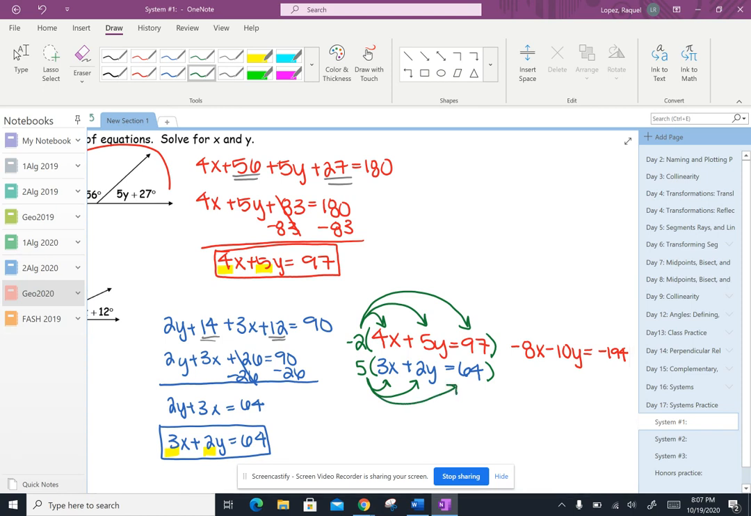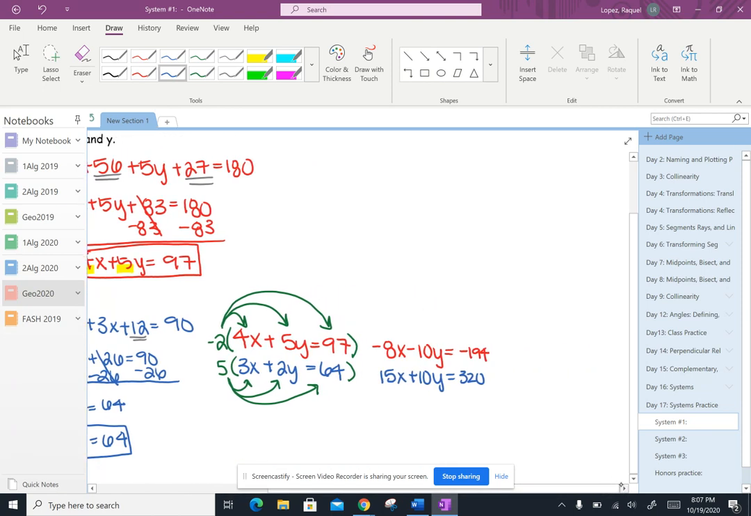I'm also going to distribute the 5 down here to everything in the blue equation. So I end up with 15x plus 10y equals, let's see, 5 times 64. That's going to give me 320. The reason I chose the numbers -2 and 5 is that when we did that, our y's now have the same coefficient, which is what we need when we're trying to solve using elimination. And I made one of these numbers negative so that I can just add both of my equations.